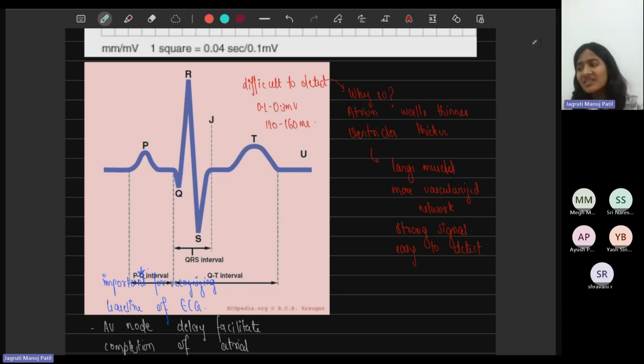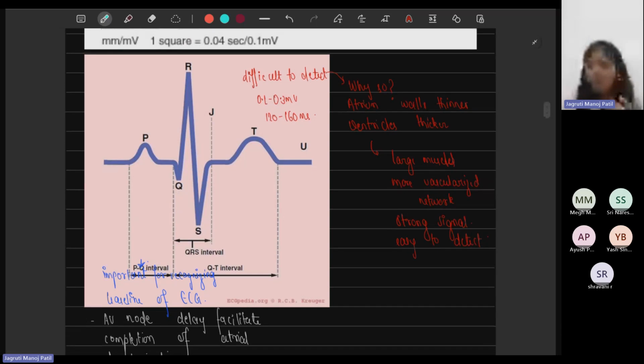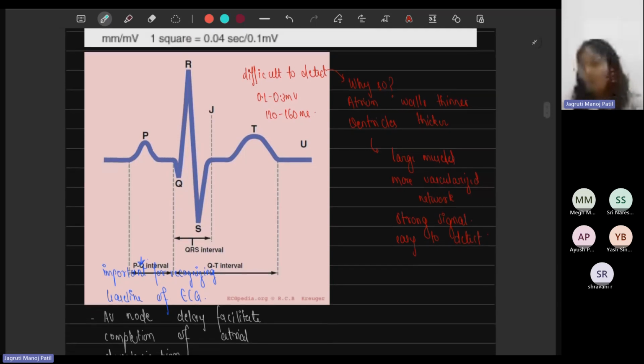But in certain cases, this particular wave would be undependable, but again, it depends on which particular condition and how you're looking into it. So this is the longest wave, around 120 to 160 milliseconds.